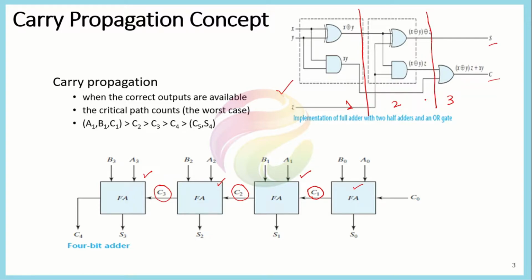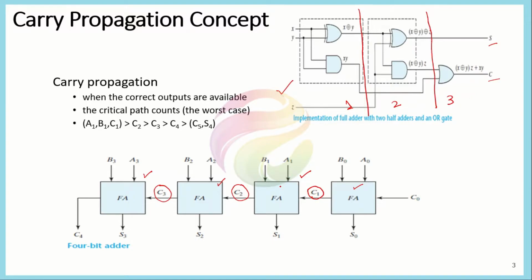So for each full adder you have to pass through all these 3 levels. We assume here that each gate has a 1 unit delay. Every type of gate, whether it's exclusive OR, AND, NOR, or OR gate, has a delay of 1 unit. So it means that the result would be computed after 3 units of time. If it is 1 millisecond, it means that after 3 milliseconds the correct result would be generated.